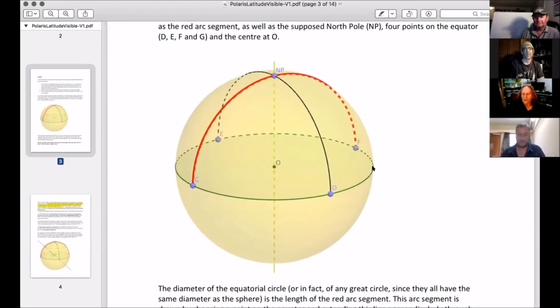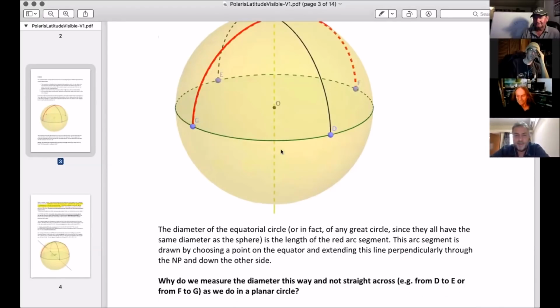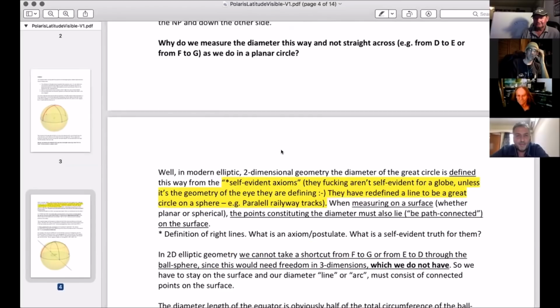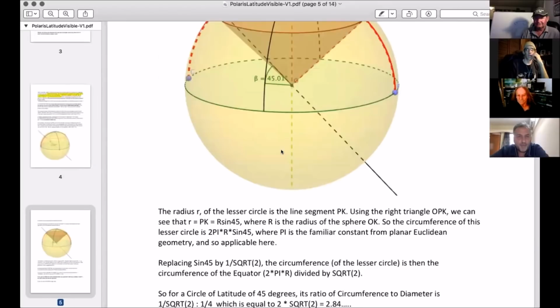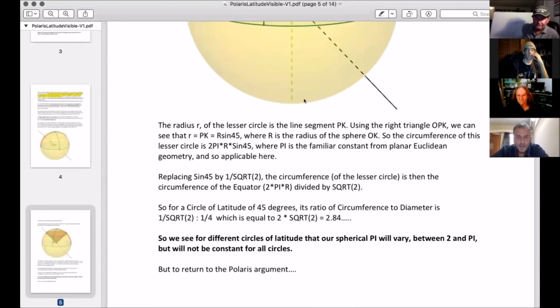It's mind-blowing. I can't believe they didn't teach me that in geometry. They like to keep these things away. I think I actually mentioned it here. Yeah, this is where it says here.